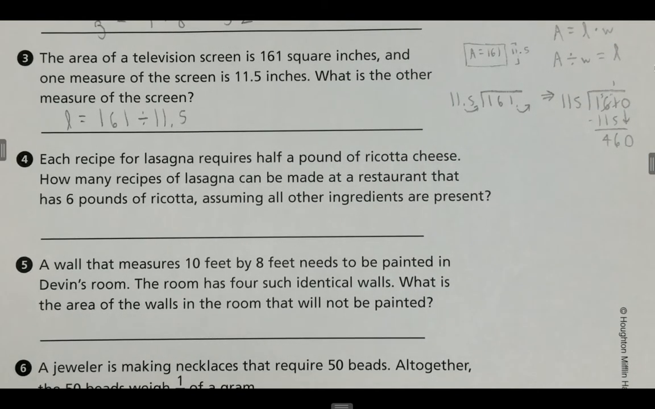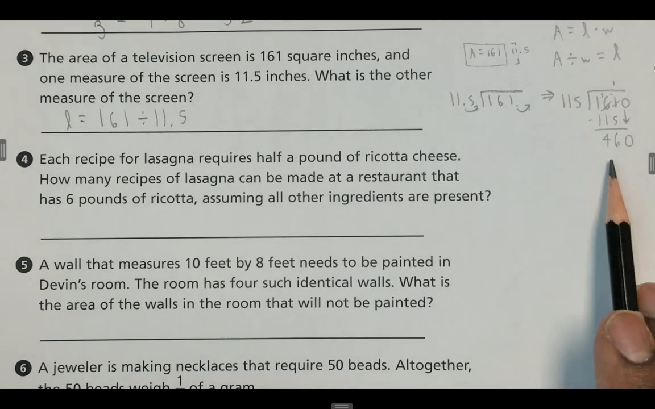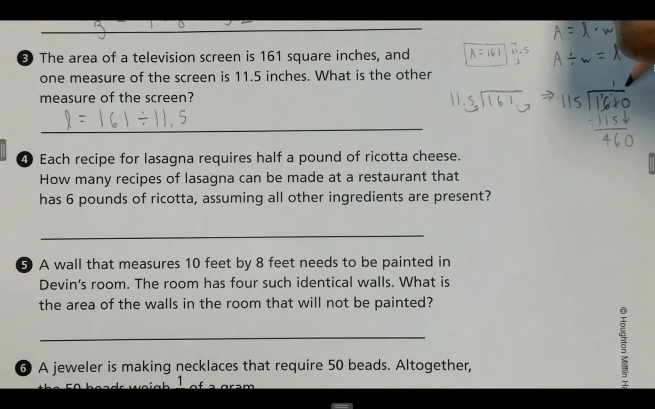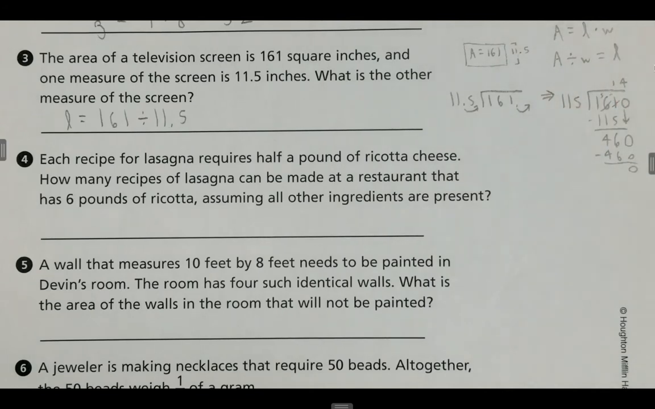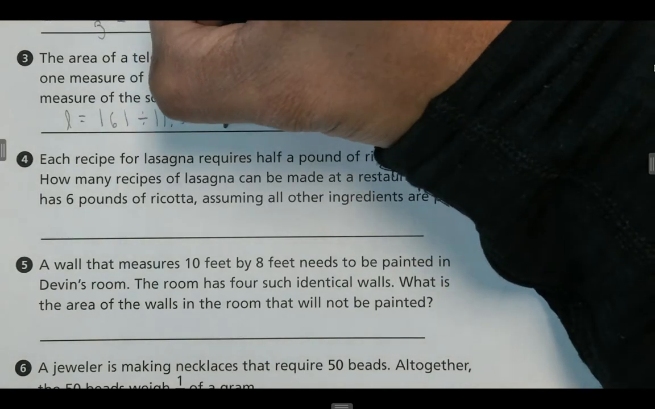About how many times does 115 go into 460? Well, if you said 4 times, you would have been exactly right. 115 times 4 is exactly 460, and that cancels out. Nothing to bring down, nothing left over. We've got our answer, 14 inches.